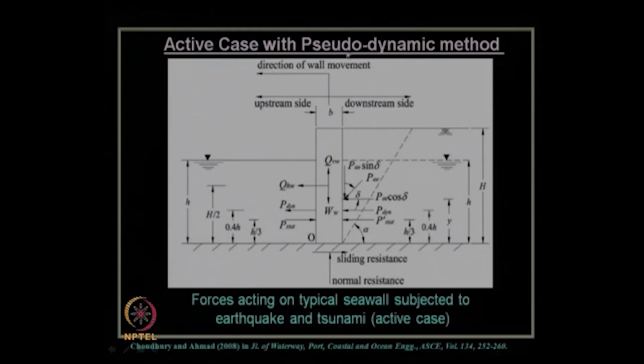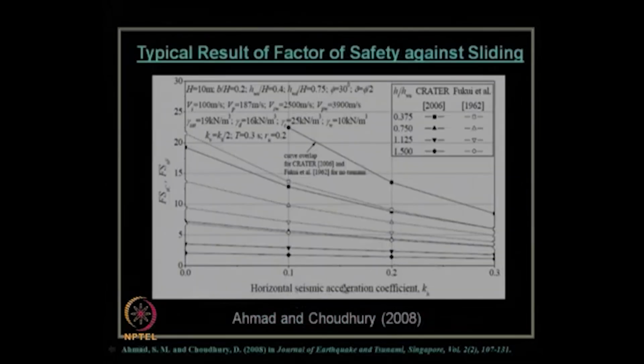And for the active state of earth pressure, that is, when the wall movement is in this direction, considering both earthquake and tsunami, that means the tsunami wave is receding back to the seaside, these are the results you can see over here, considering the Crater value and Fukui's value. That is, one is the Japanese method to calculate the tsunami wave force, another is the American way to calculate the tsunami wave force. Correspondingly, the factor of safety for different cases is reported over here, considering Crater's approach and Fukui's approach.